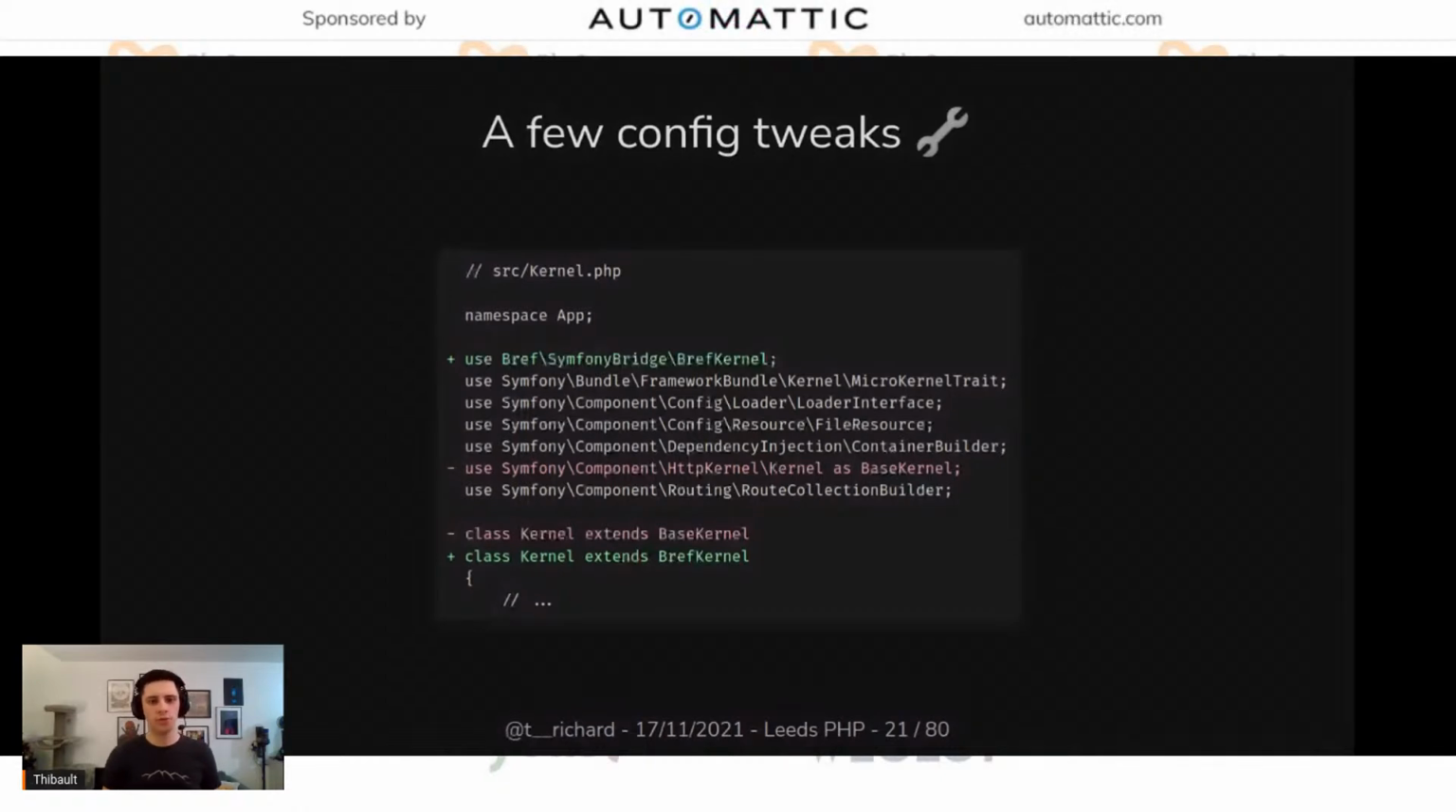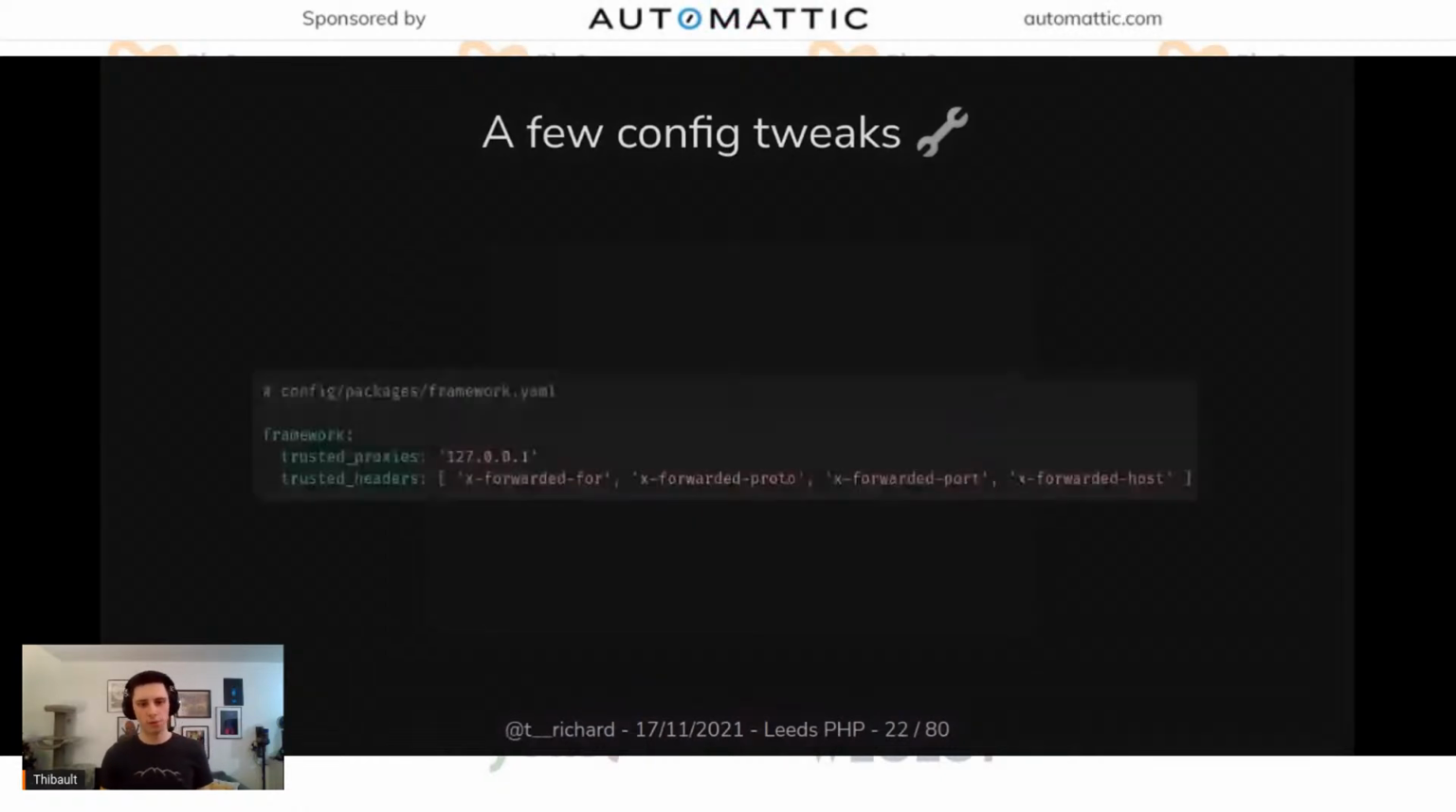Then we need to add those few lines of config in framework.yaml. That's just to tell Symfony to read those headers, so the X-Forwarded headers, to be able to generate URLs properly. So you have the X-Forwarded-Proto, which is, for example, telling Symfony to generate URLs in HTTPS instead of HTTP.